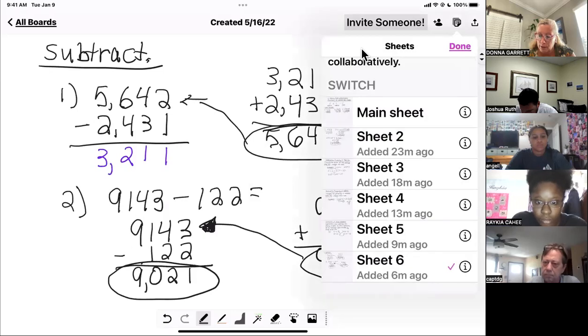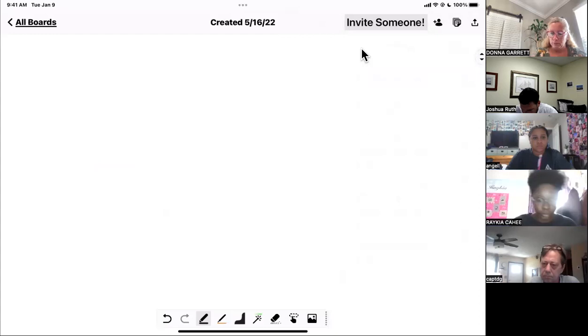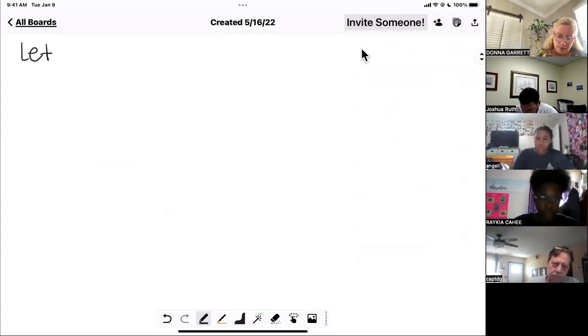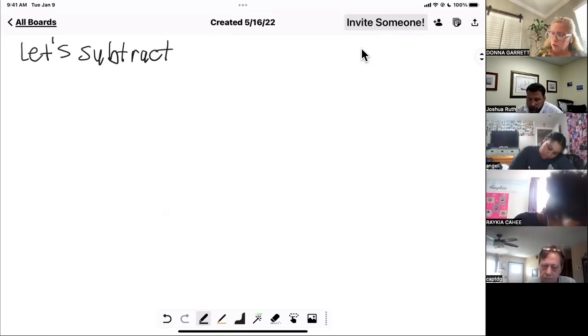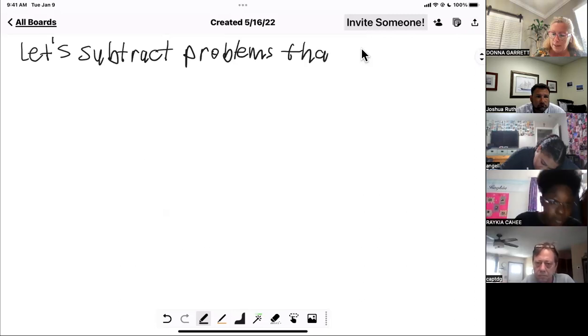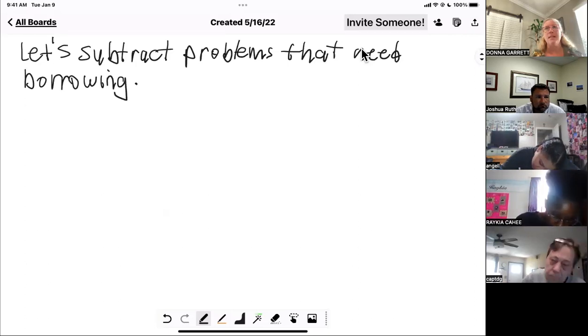I did it again, wrong one. Okay, so let's do this. Let's subtract problems that need borrowing. Borrowing basically means taking from another to use for the one you're doing.